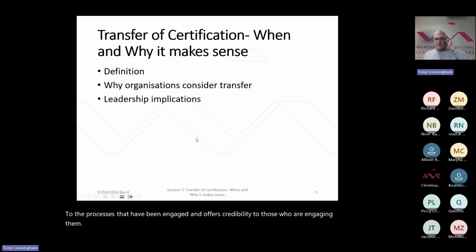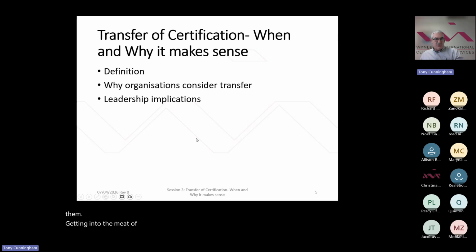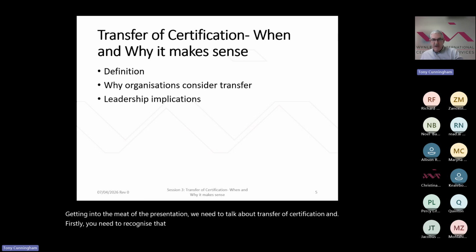Getting into the meat of the presentation, we need to talk about transfer of certification. Firstly, you need to recognize that certification transfer can only be mandated through these accredited IAF transfer arrangements, and I'll give you some insight into what that means in a moment.